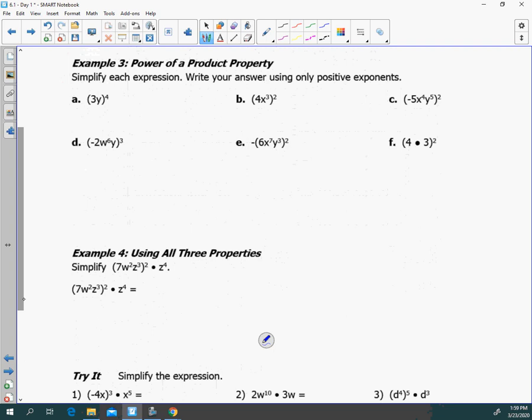I'm going to just write the answers to A, B, and C down, and we'll see if you can get it. Remember, letter A, 3 to the 4th, y to the 4th. Letter B, 4 squared, x to the 6th. And letter C is, I'll put it in parentheses, negative 5 squared, x to the 8th, y to the 10th.